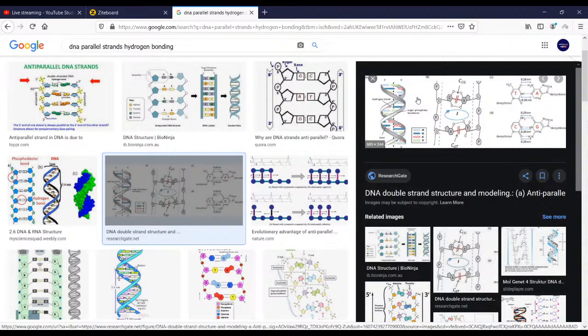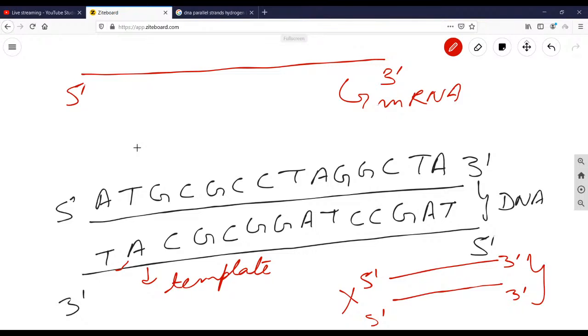Like in protein biochemistry, when I will be teaching you the beta strand, anti-parallel beta strands are more stable again because of collinear hydrogen bonding. That is why the DNA molecule's two strands are anti-parallel in nature. Both the strands are anti-parallel. They are bound by hydrogen bonds anti-parallelly.